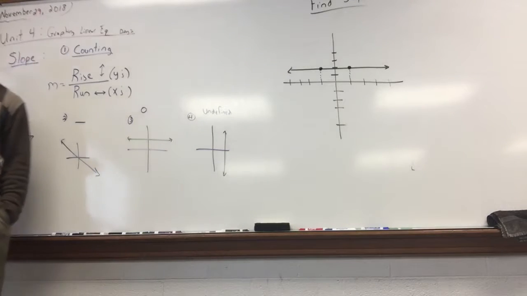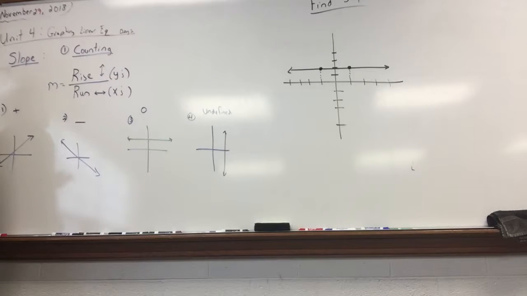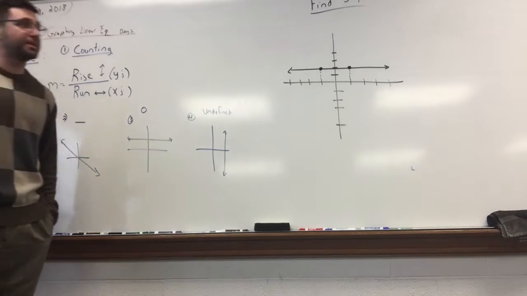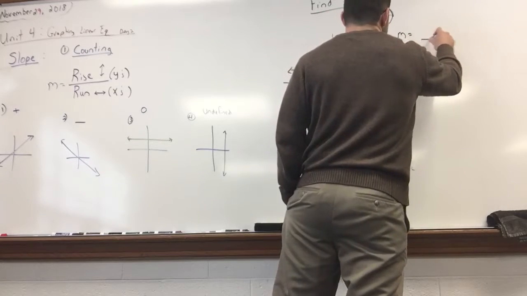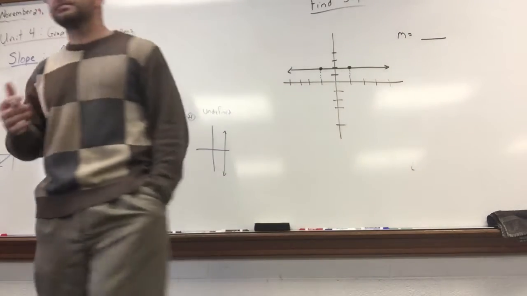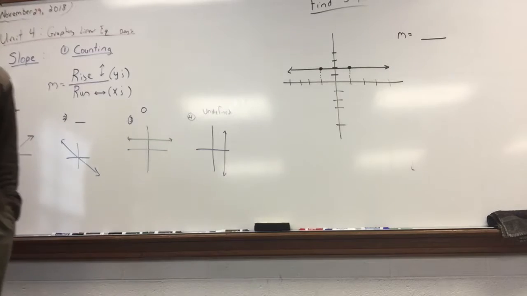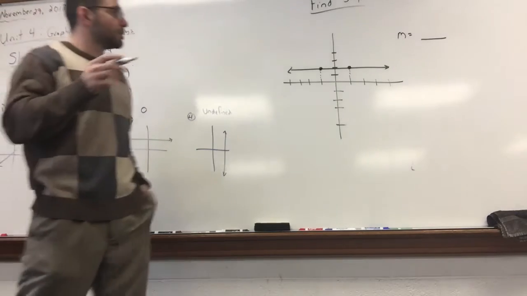Looking at this, you should already be able to tell, listen, my slope is 0. Yeah? It's going horizontal. We should be able to say m equals 0 and we should be done with it. But I want you to understand why. We can still do rise over run. So, we're climbing that ladder.